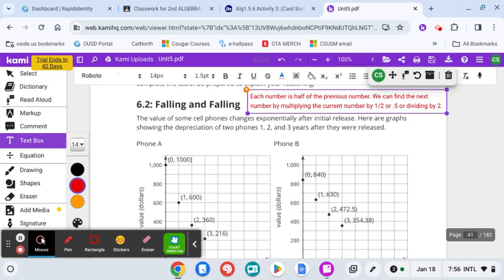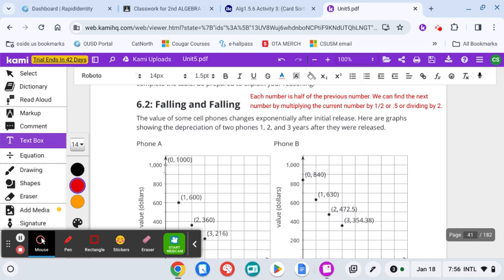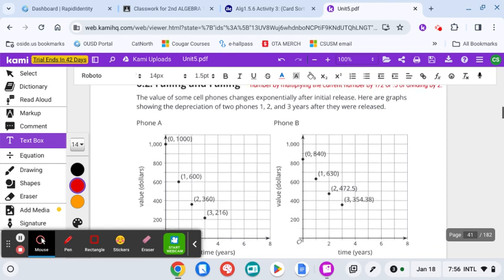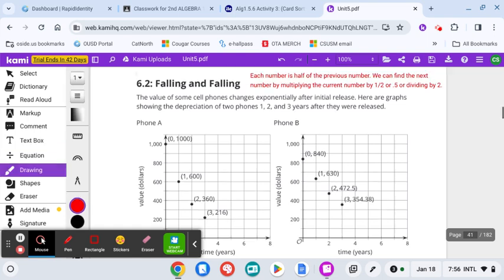We're now moving on to the 6.2 activity. This first graph, graph A, we've actually seen before already in previous sections. And then we've got a new graph, phone B. We're comparing value of some cell phones that are changing exponentially after their initial release. Here are the graphs showing the depreciation. So we talked already about cars depreciating. Now we're talking about phones that depreciate. What does that word mean again?